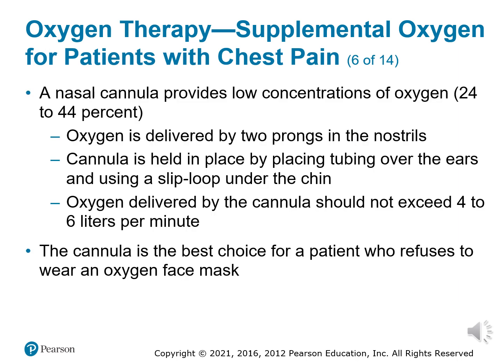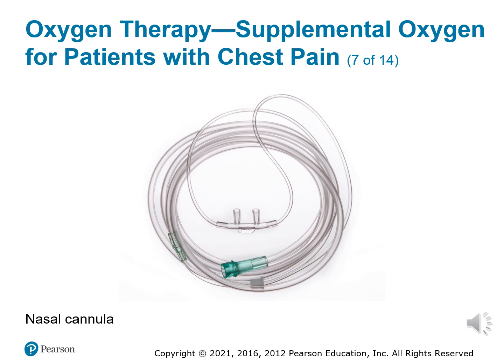A nasal cannula provides a low concentration of oxygen at 24 to 44%. You will need to know these numbers, by the way. Oxygen is delivered by two prongs in the nostrils. The cannula is held in place by placing tubing over the ears and using a slip loop under the chin. Oxygen delivered by the cannula should not exceed 4 to 6 liters per minute. The cannula is the best choice for a patient who refuses to wear an oxygen face mask. Here's an example of a nasal cannula.